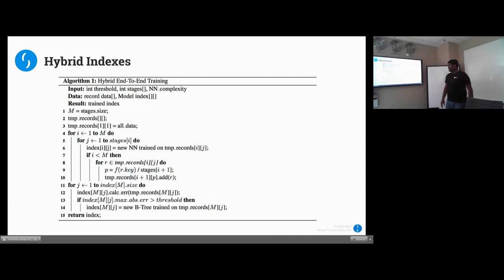That is the algorithm for it. I'll send you a link for the paper. What they're really doing is, if the absolute error is above a threshold, then they train a B-tree. If it is below a certain threshold, they use a neural net for it. So that can be defined.